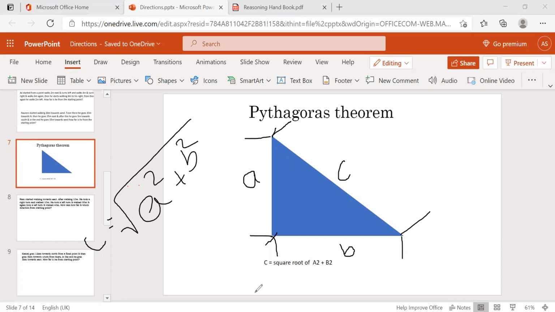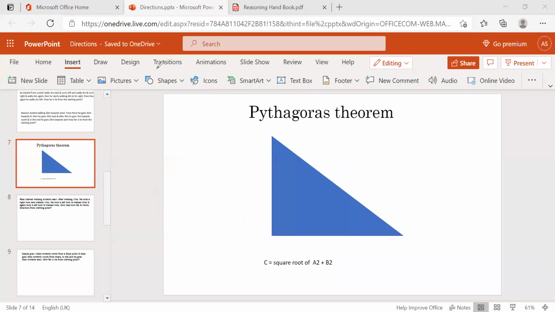Now, first problem, look into this method. In Pythagoras theorem problems, they will give the distances and they will give the directions also. We need to find how far he is from the starting point, or maybe some ending point, by using the Pythagoras theorem. Now we'll move to the first question.